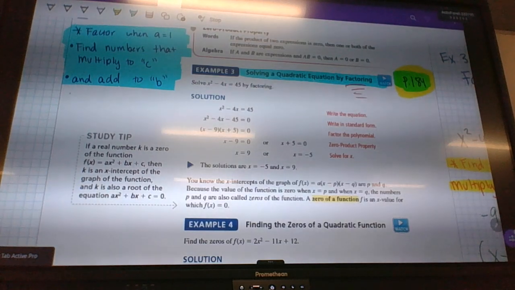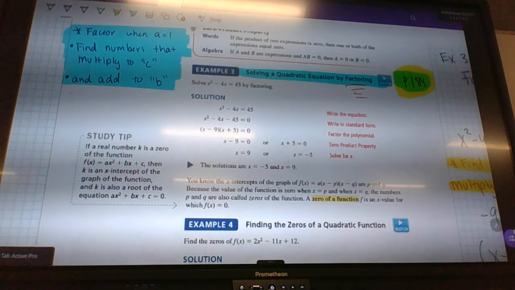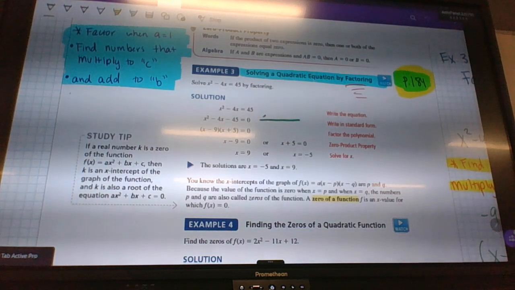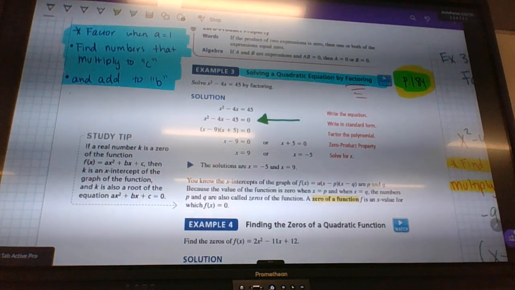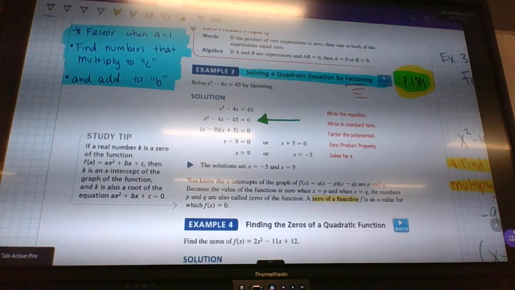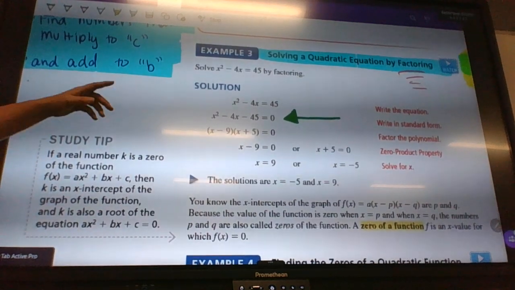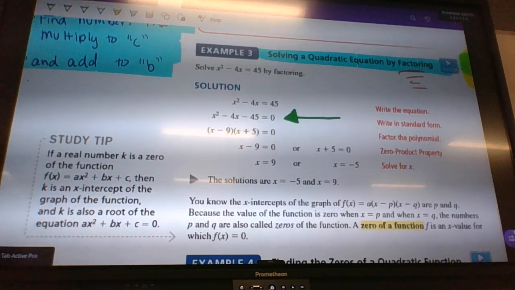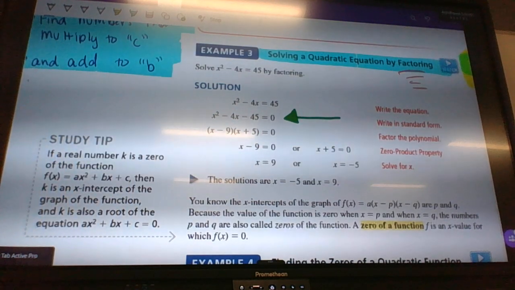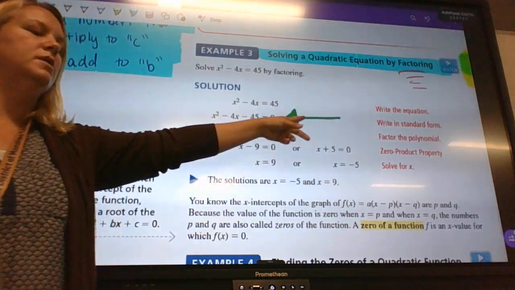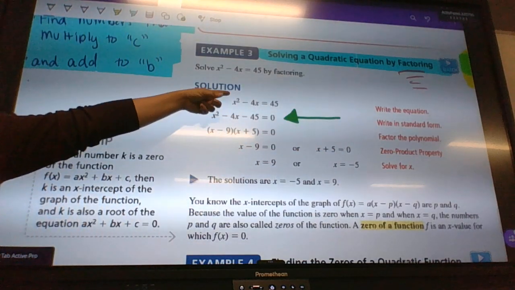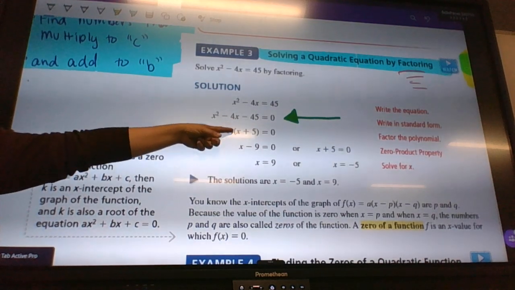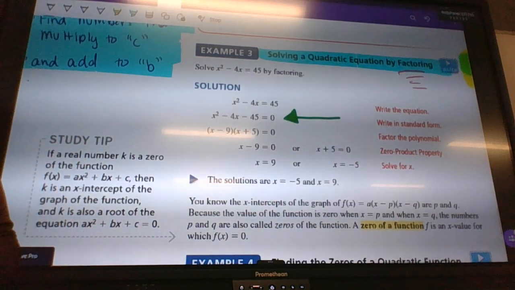What is happening right here? I'm gonna make a big green arrow. What's the book showing you? Here's the problem. It says solve. What did the book do from this step to this step? It just says put in standard form. Right, in standard form. What makes this more standard than this step? The A, the B, the C.